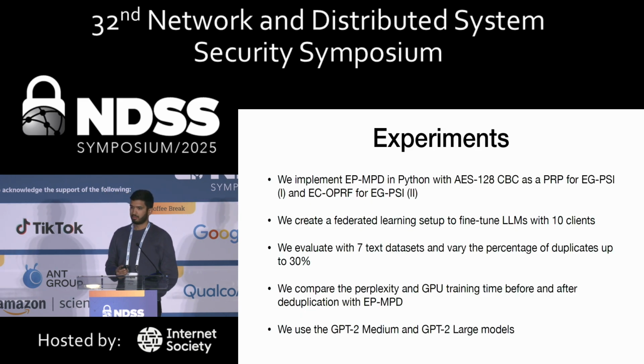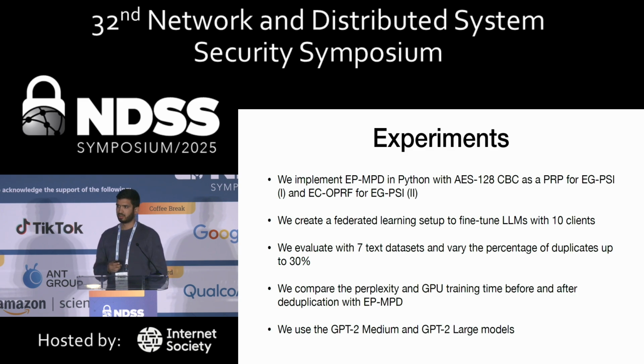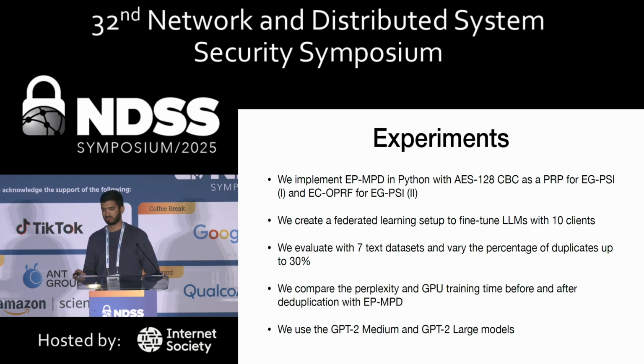So now I'll be talking about the experimental evaluation of our protocol. We implement EP-MPD in Python with AES-128-CBC as a pseudorandom permutation for eGPSI1, and we use EC-OPRF for eGPSI2. And we create a federated learning setup to fine-tune LLMs with 10 clients, and we evaluate with 7 text datasets and vary the percentage of duplicates up to 30%.